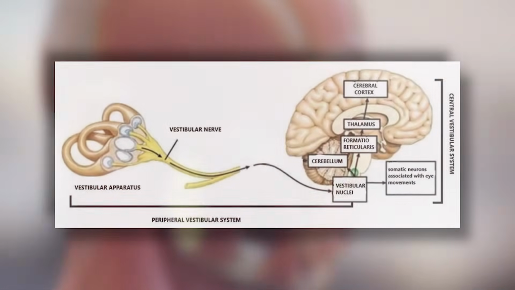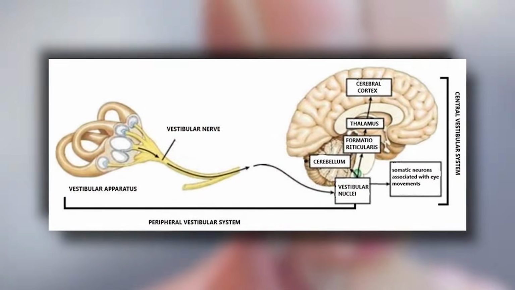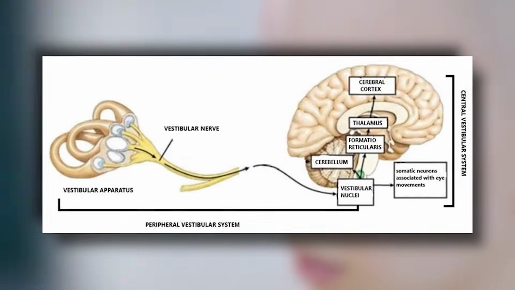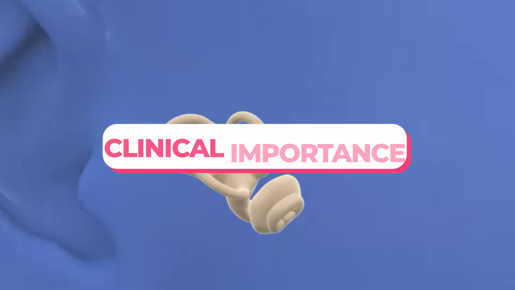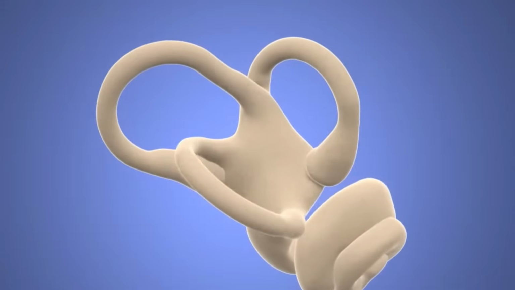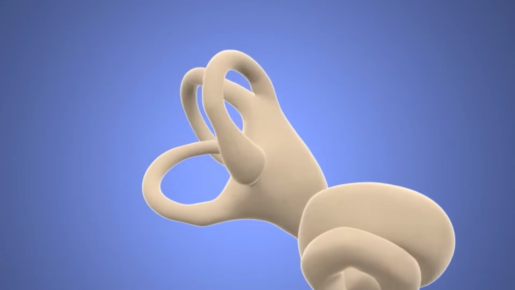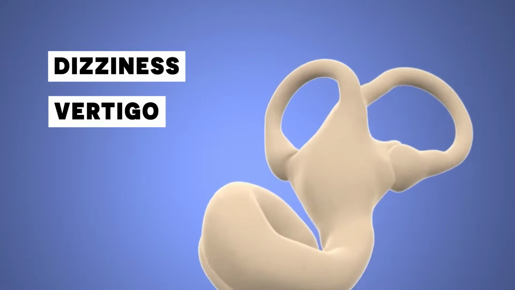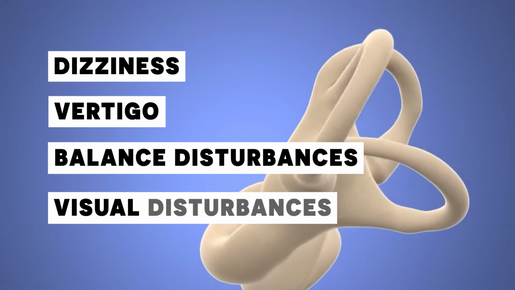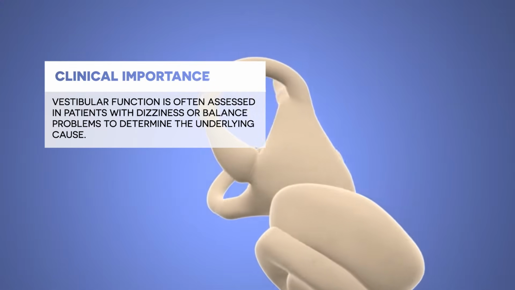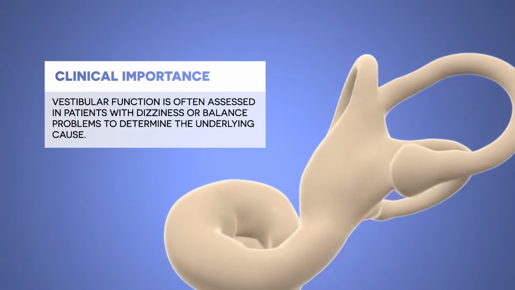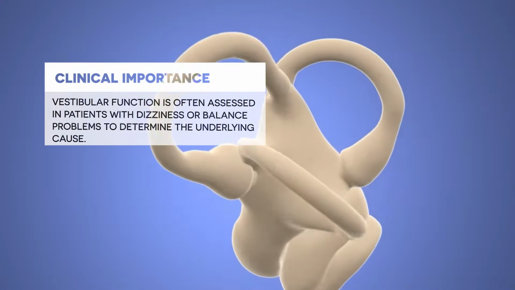Information from the vestibular system is sent to the brainstem, cerebellum, and other areas of the brain to help coordinate movement and balance. Clinical importance. Disorders of the vestibular system can lead to symptoms like dizziness, vertigo, balance disturbances, and visual disturbances during movement. Vestibular function is often assessed in patients with dizziness or balance problems to determine the underlying cause.